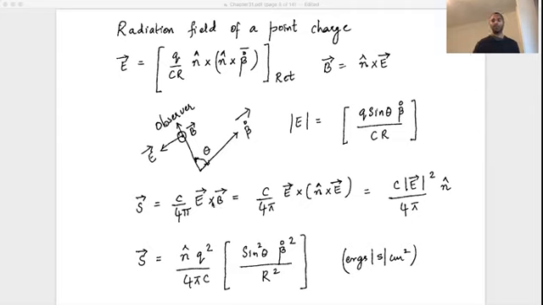So yeah, you can plug in for B here. B is n cross E. And so it's just immediately obvious that the Poynting flux is c by 4 pi times E squared, and n is just the direction in which the vector is pointed. So that's just n hat. Again, E squared is easy to calculate. So that's basically the amount of Poynting flux which a charge radiates. Again, all of these only depend on the acceleration of the charge. They don't really depend on the velocity of the charge. They only depend on the acceleration.